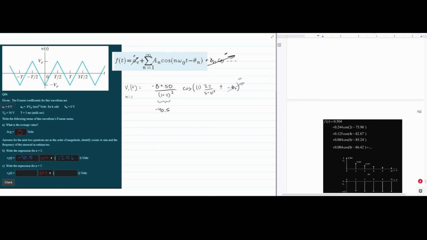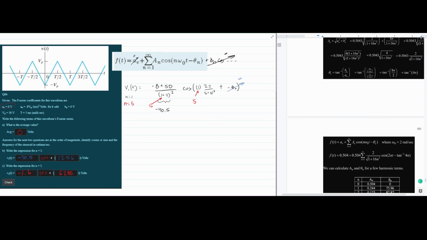Now we're going to do the same exact thing when n is equal to 5. We're just going to be replacing this n right here with 5, and we are going to be replacing this n right here with 5, since this is an n as well. And then if we do that, for our answer, we're going to get approximately negative 1.6 and also 6,285 t. And that's how we would look at this problem, as well as the notes that would go along to help study for something like this on an exam.